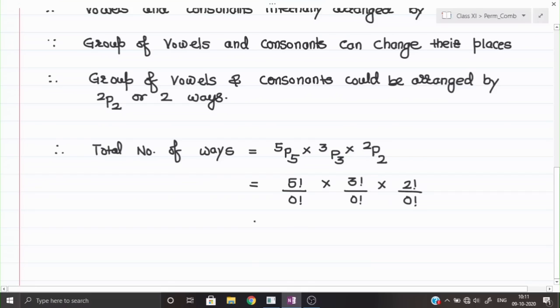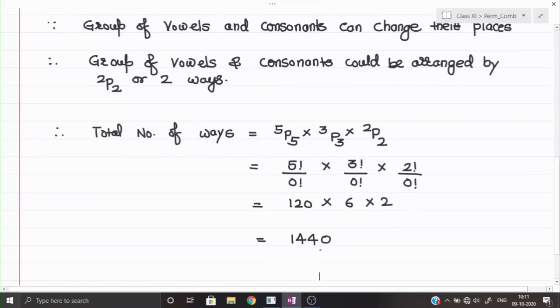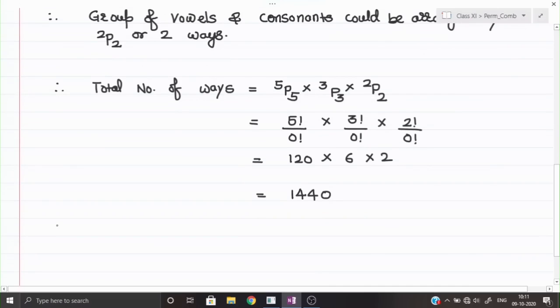So you should remember factorial 5 is 120, factorial 3 is 6, and factorial 2 is 2. So 6 into 12, 12 into 12, 144. So the answer should be 1440. So we can say that the total number of words are 1440. That is the answer.